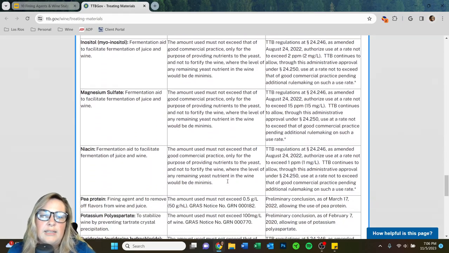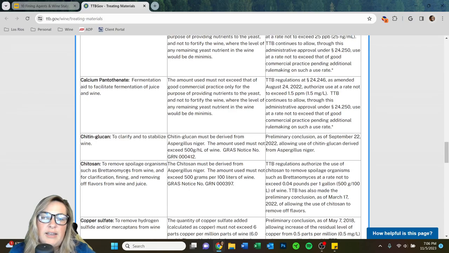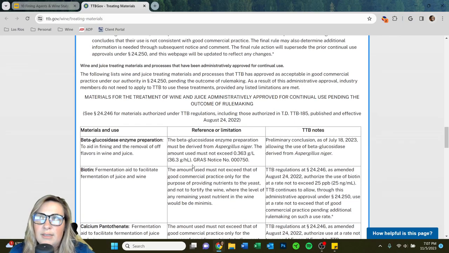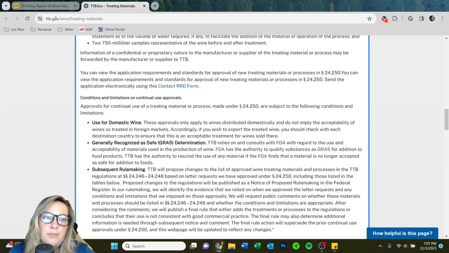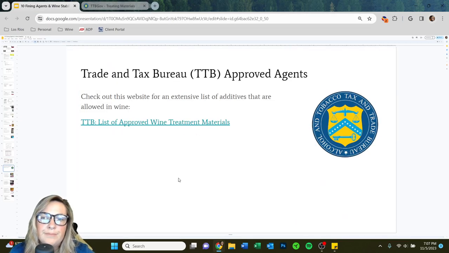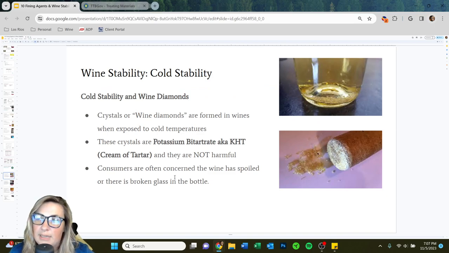You'd be surprised what you can add to wine. Fun fact about chitin, that's the component that's within crustacean shells. So there's stuff there too. But then it's food for thought. So if you're curious, definitely check out that website.